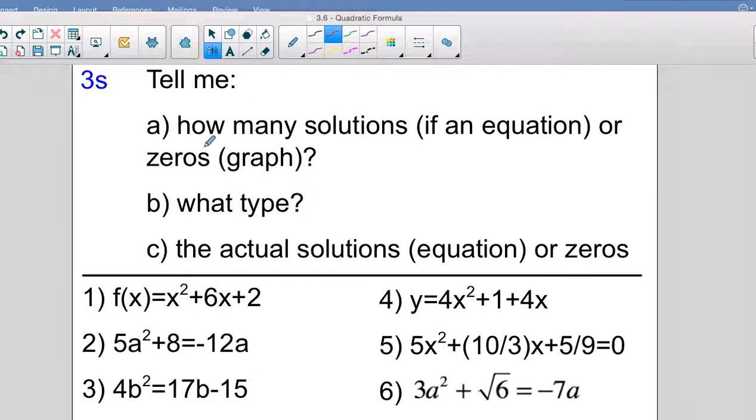So tell me how many solutions it has, or zeros if it's a graph. Tell me what type, meaning are they real or imaginary? And then C, go ahead and find the actual solutions for all of them. You can work in groups of 3, figure out who's done with the video at this point and group up and then do these 6 questions. When you finish, you can resume this video. I'm just going to pretty much give you the answers and then that'll be it.